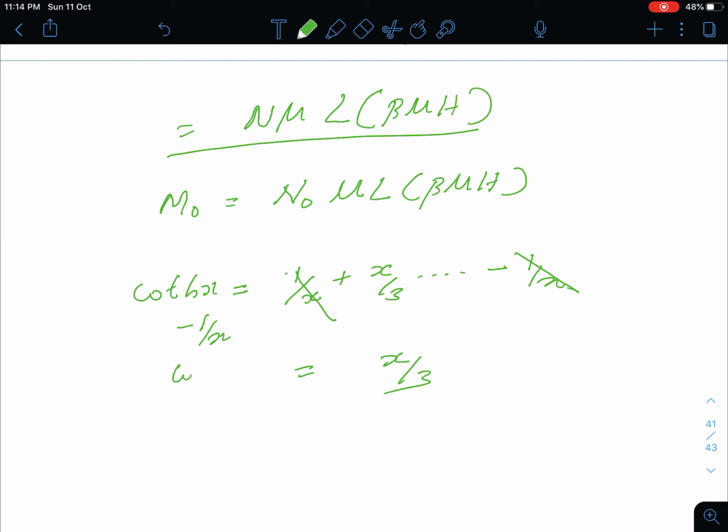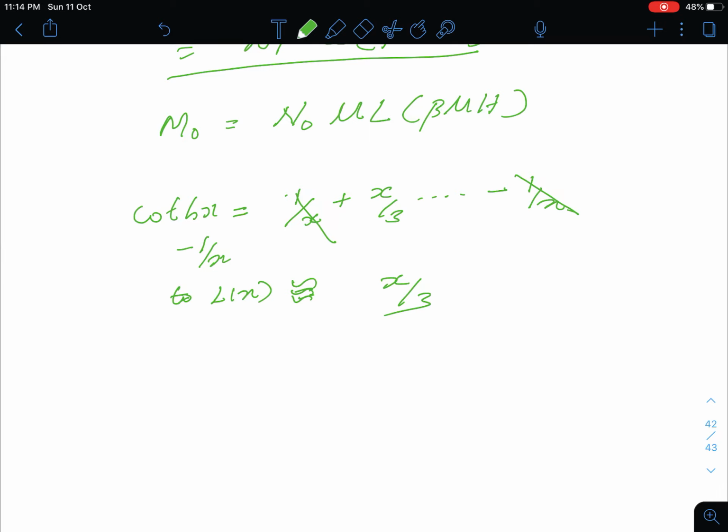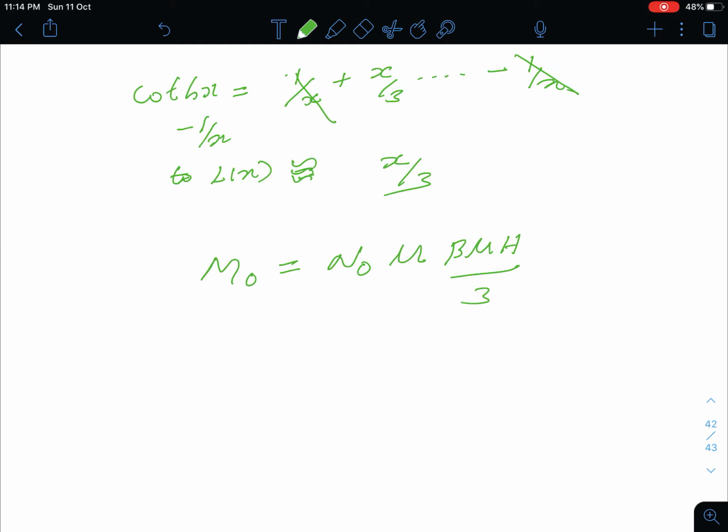So usually the Langevin function, Langevin of x can be approximated to x by 3. So x by 3. So m0 we can now write as n0 mu x by 3. What is x? Beta mu h. So that is n0 mu square beta h by 3.